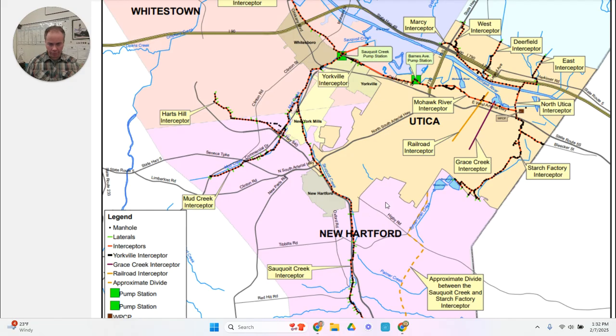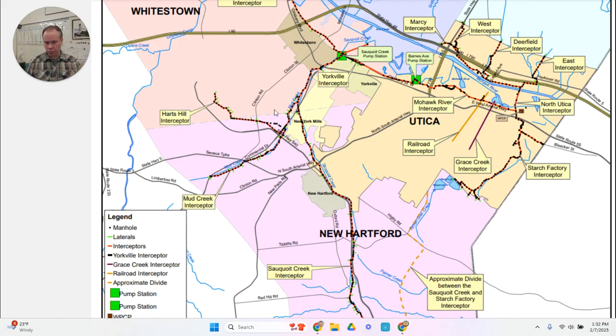I live off of Higbee Road over in this vicinity. Anything that goes down the drain in my house goes out of my house into a sewer line that's on Arlington Terrace. Those sewer lines lead eventually down towards Oneida Street, towards this Sequoia Creek interceptor.